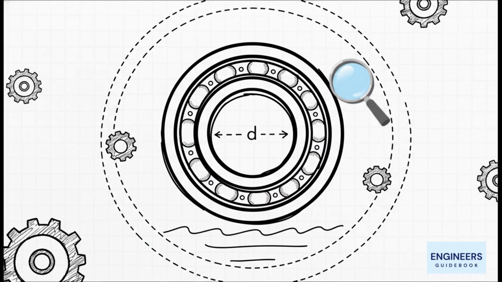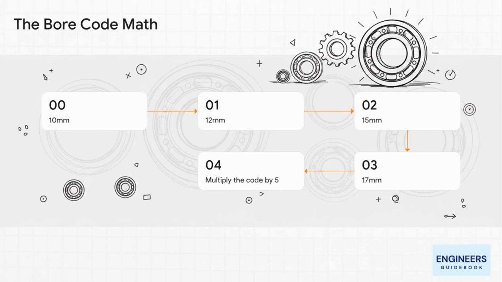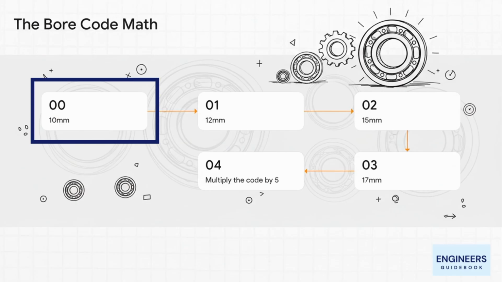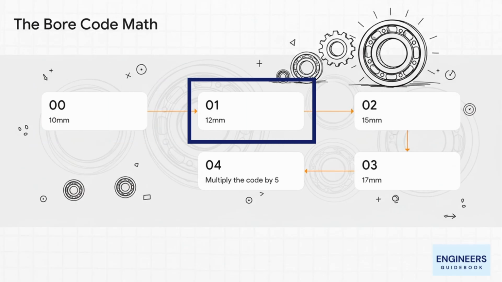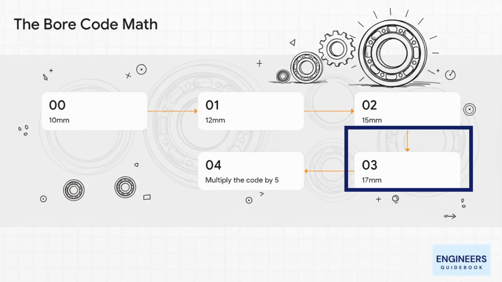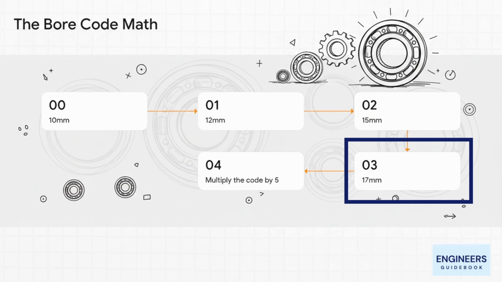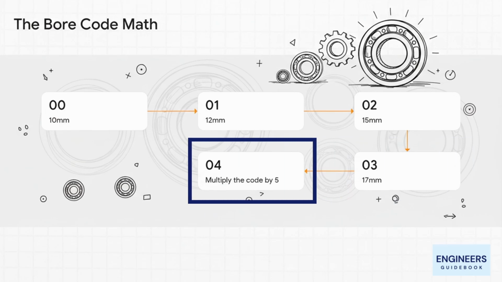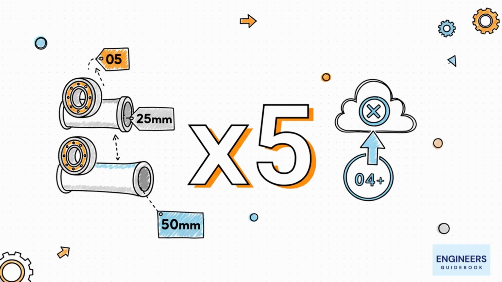Now, for what is arguably the most important part of this basic number, the last two digits. There are four special ones you just kind of have to memorize. 00 is 10 millimeters, 01 is 12, 02 is 15, and 03 is 17 millimeters. Got it? Good. Because after that, it gets incredibly simple. For any code from 04 and up, you just multiply it by 5. That's it. So, if we look at our example from before, a bearing ending in 05, you take 5 times 5 and you've got a 25 millimeter bore.